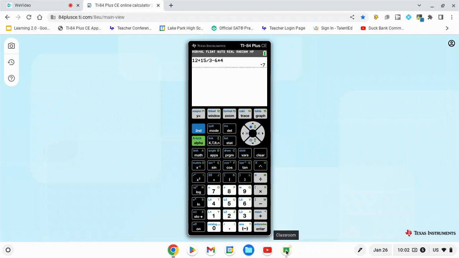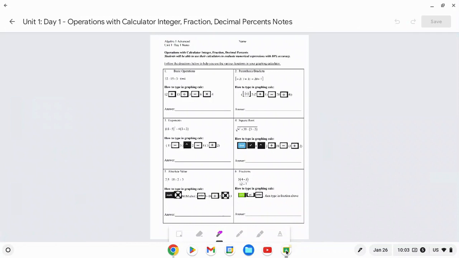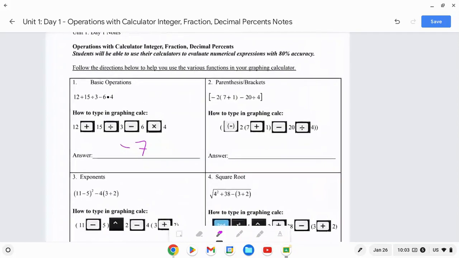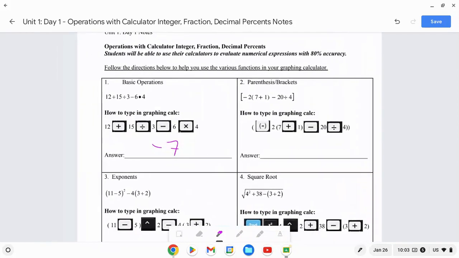So on my notes, I'm going to go back and I'm going to write -7 as that final answer. So there really isn't any work to show for these problems because we're using our graphing calculator to do all of the work. The next problem talks about parentheses and brackets. So in your graphing calculator, it's helpful when you're typing in something with brackets to change those brackets into parentheses. So instead of typing brackets into the graphing calculator, we're just going to change those into parentheses.